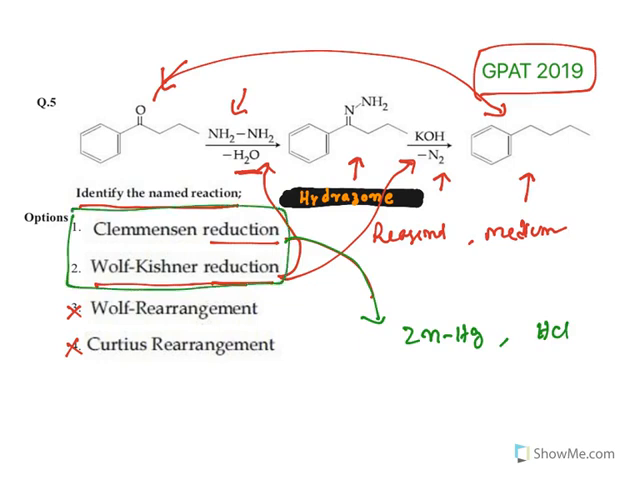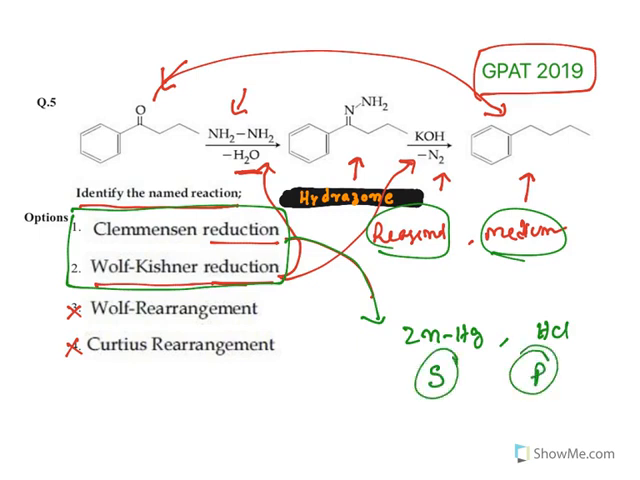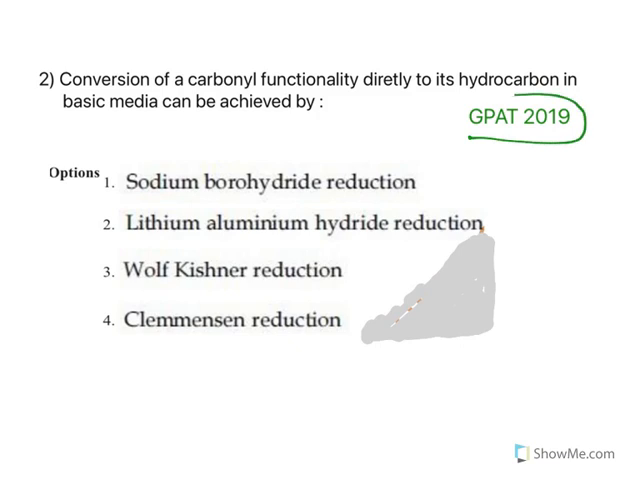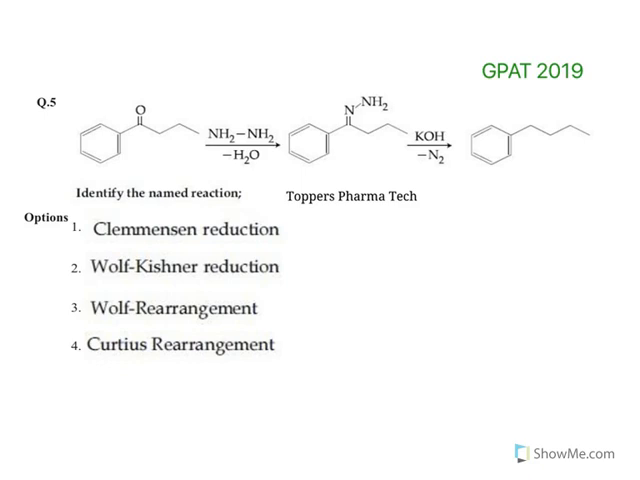So whenever you read a named reaction, you need to read what reagent is used, what kind of medium is there, what is the starting material, and what is the final product. These four things you need to understand. So this was tested on GPAT 2019, right? Now let us see one more thing. On the same year, GPAT 2019, this question was asked. Conversion of a carbonyl functionality directly to its hydrocarbon in basic media is achieved by, look at this. This is a carbonyl. This is the hydrocarbon counterpart in basic media. What is this reaction? Wolff-Kishner.